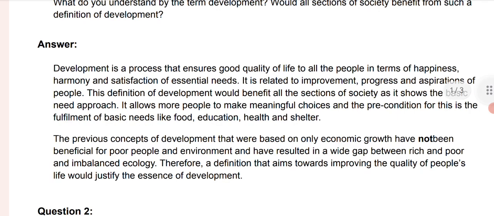So the answer would be: development is a process that ensures good quality of life to all the people in terms of happiness, harmony and satisfaction of essential needs.